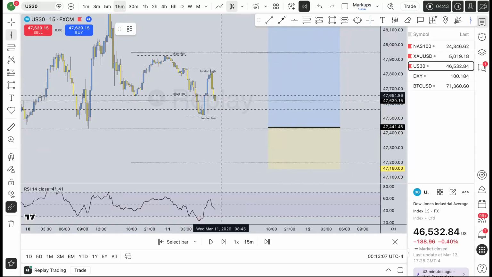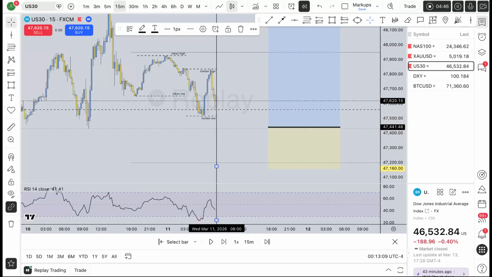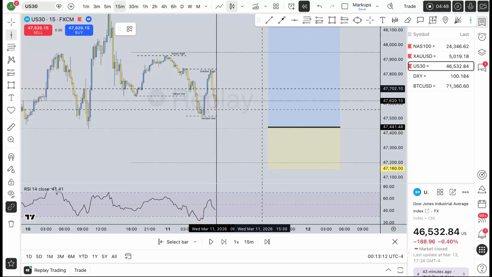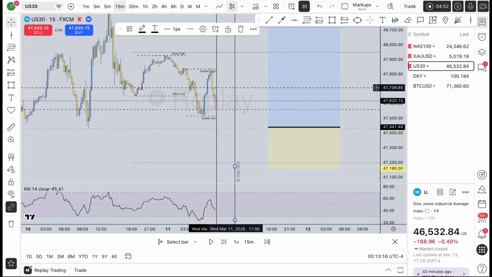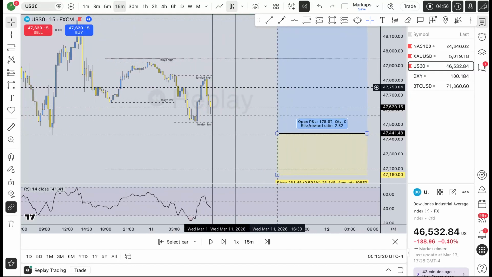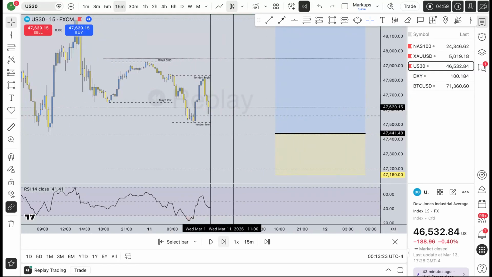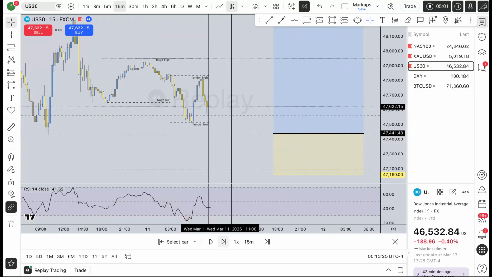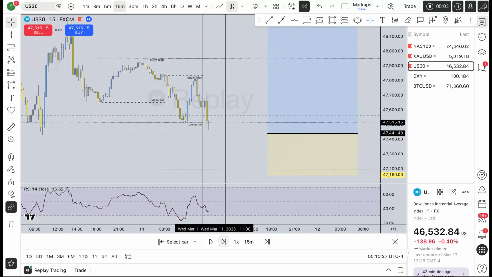Okay, so let's go ahead and mark the 8 a.m. and mark 11 a.m. because this is the primary zone that we're looking for some sort of liquidity sweep and displacement to be formed. Okay, play this out. Okay, so London low was just taken out.